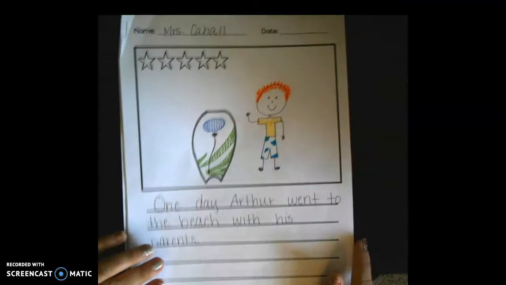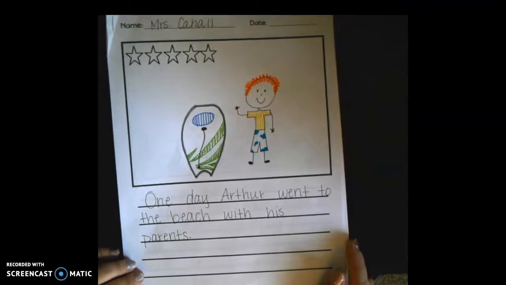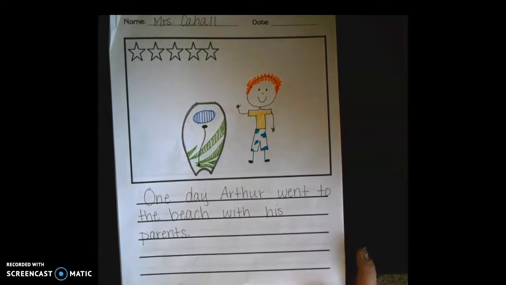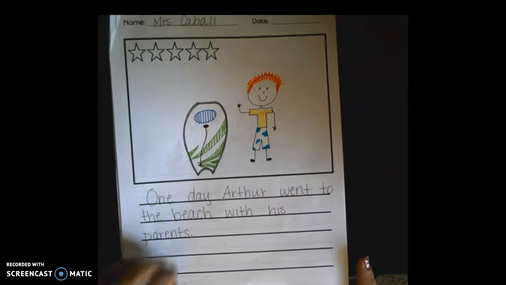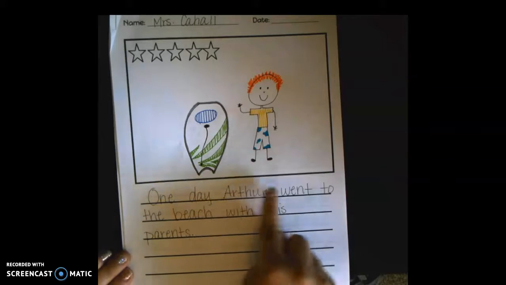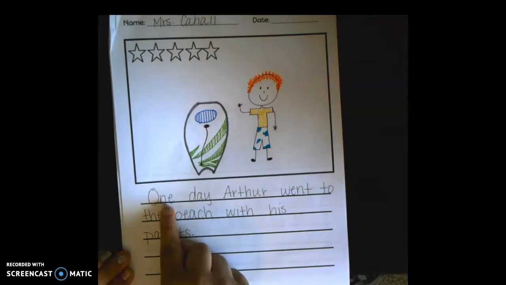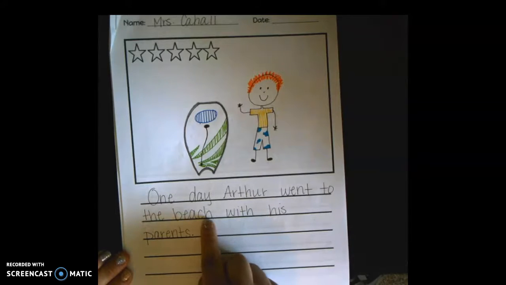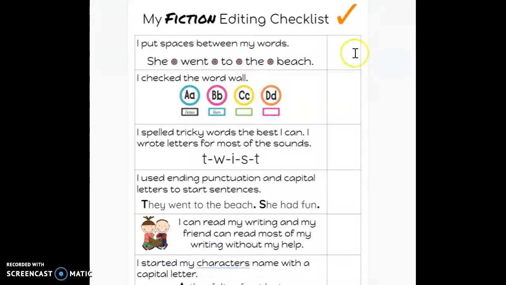So let's take a look at our story. This is the one when Arthur gets to use his boogie board. So let's read it. One day Arthur went to the beach with his parents. Now I'm noticing that I put spaces between all of my words. And I spelled out my words, beach. All right, let's go check that off. Put spaces between my words, so I am going to put an X.